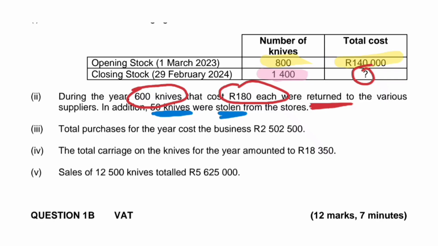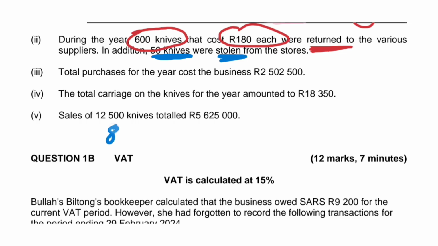Right. So if you think about how a business works, we have knives that we open with at the beginning of the year. We make some purchases, we sell some knives, we return some, and some are stolen. At the end of it all, they should give us what we're left with at the end of the year. We are given what we're left with at the end of the year. So we can use all this information to find the purchases. We started off with 800 knives at the beginning of the year. We purchased whatever it is. We don't know how much we purchased.